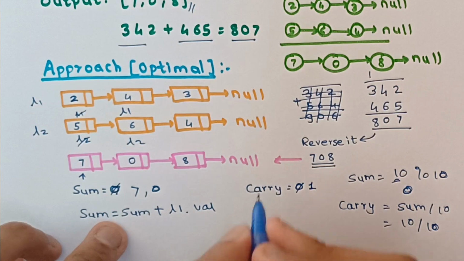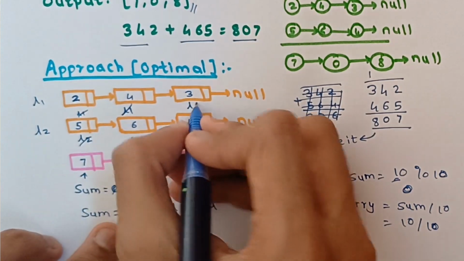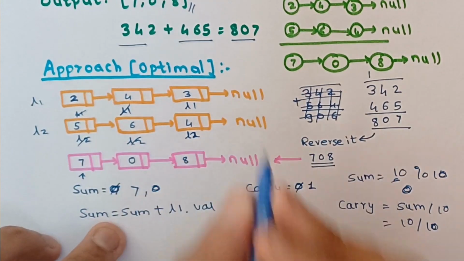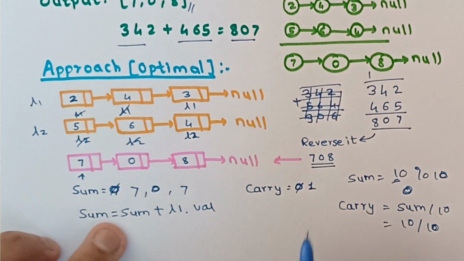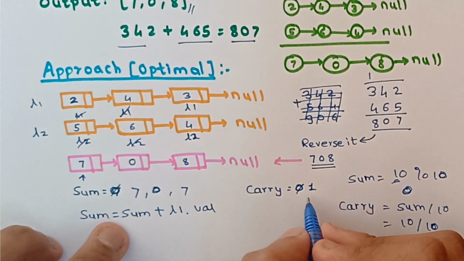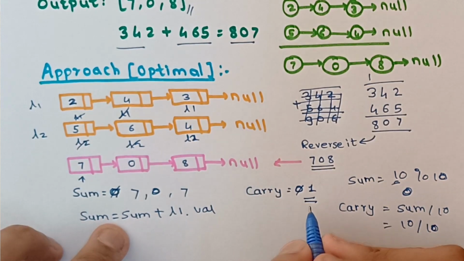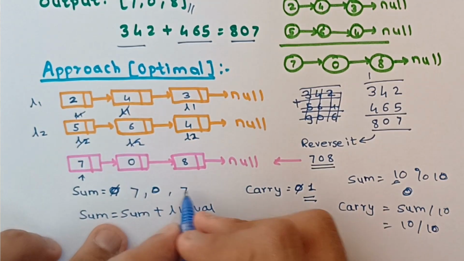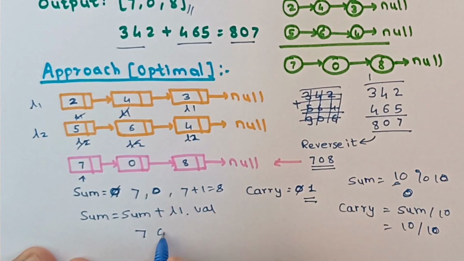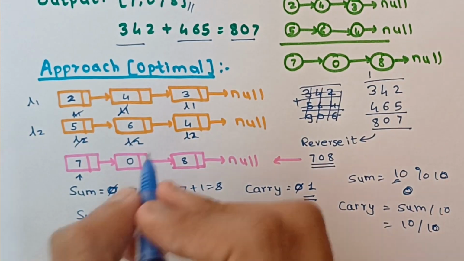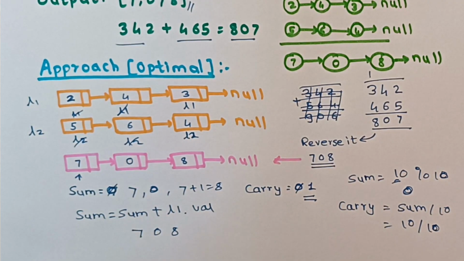Now we move our pointers forward, so L1 and L2 come here. Now 3 plus 4 is 7. But we have to check whether carry is 1 or 0. Carry is now 1, so we add the carry to it. 7 plus 1 results in 8. Now our output is 708, and it is the result in the linked list. Then we put this linked list as the result. I hope you understand this approach.